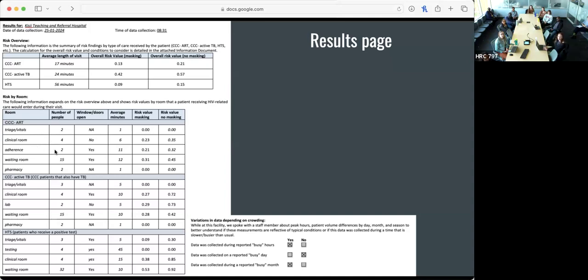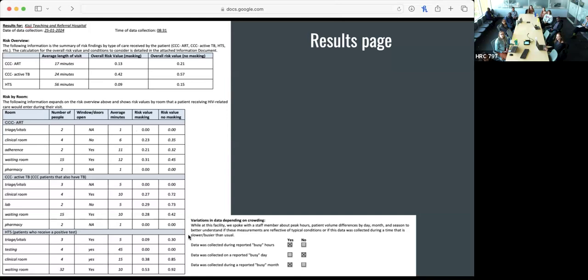And we list the number of people that were in that space when the CO2 measurement was collected, as well as if there were doors and windows to the outside, and if so, if they were open. And then the average minutes that patients spend in those spaces, and then again, the risk value masking and the risk value not masking, and repeat that for the other types of care.